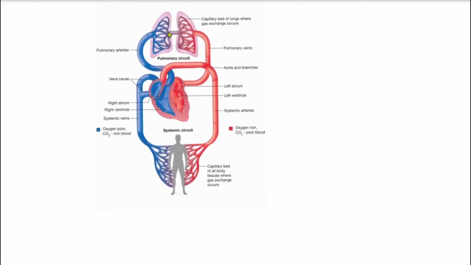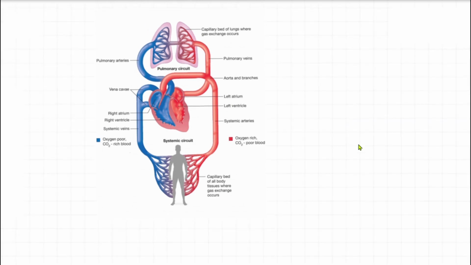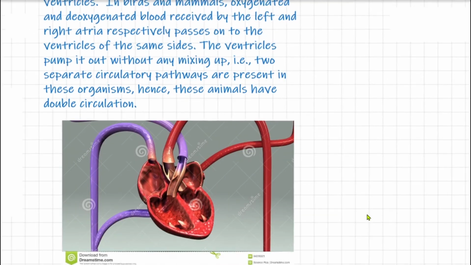So there are two types of circulation. One is pulmonary circulation, from the right ventricle to the lungs and from the lungs to the left atrium. And one is systemic circulation, from the left ventricle to the rest of the body, which returns to the right atrium. So there are two separate types of circulation, pulmonary and systemic. This type of circulation is called double circulation.